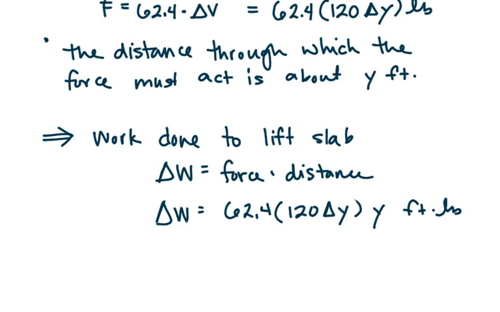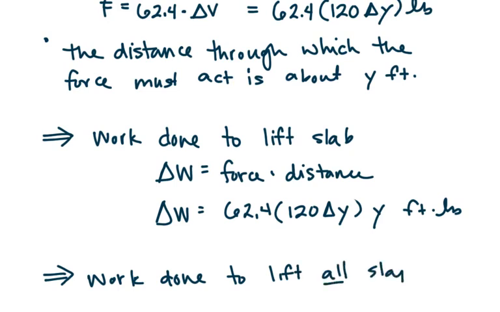All right, so this is telling us the work done to lift the slab. Just one slab of water, but we have tons of slabs of water. And as the delta y becomes smaller, the quantity of slabs becomes greater. So the next piece we would look at here would be the work that needs to be done to lift all of the slabs of water.